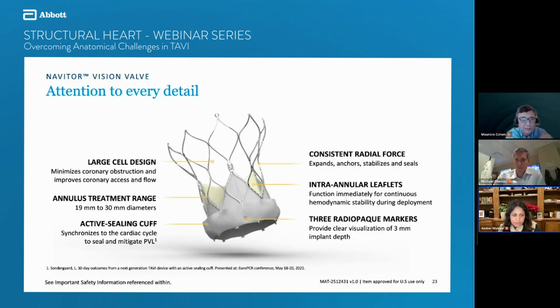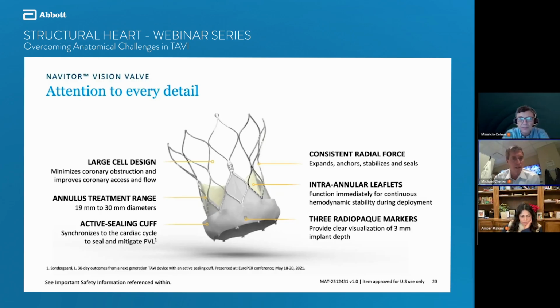And then the sealing cuff, I think, really does prevent some PVL, and it is a very sophisticated design for the sealing cuff. I think one of my favorite aspects of this valve, in addition to the large cell design, is really the radiopaque markers, these vision markers. It has dramatically decreased the amount of repositioning that we've had to do with the valve. I imagine that Dr. Chenier and Dr. Cohen have noticed similar things, but the positioning of this valve is made much easier by these vision markers that allow for good precision.